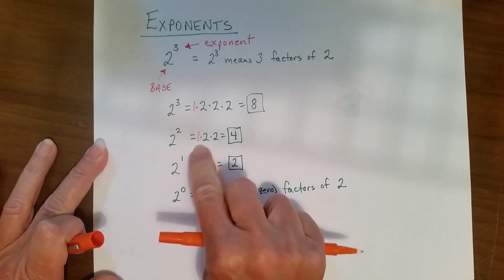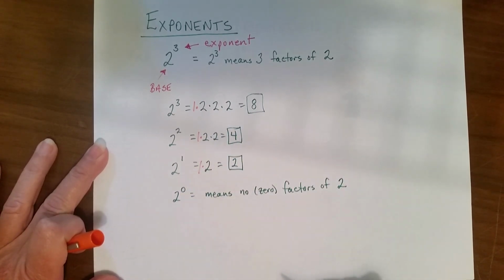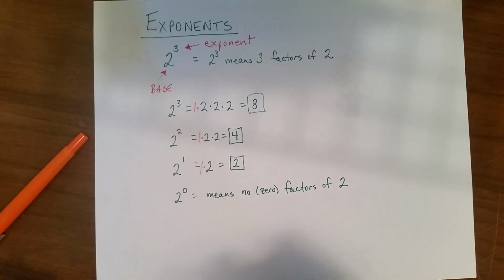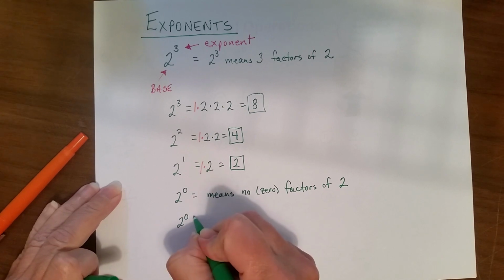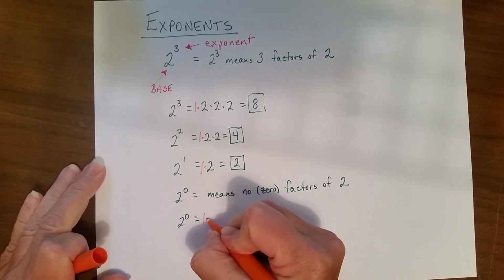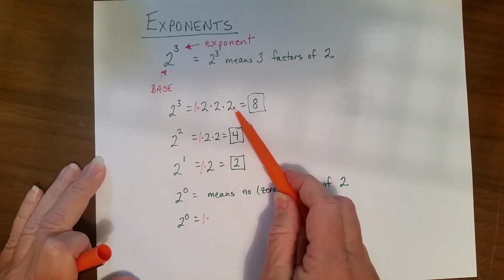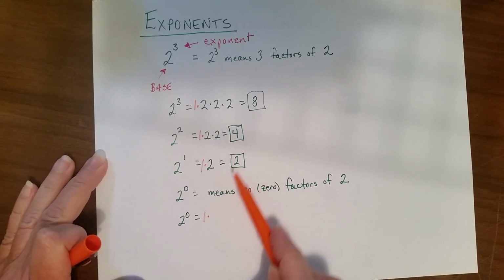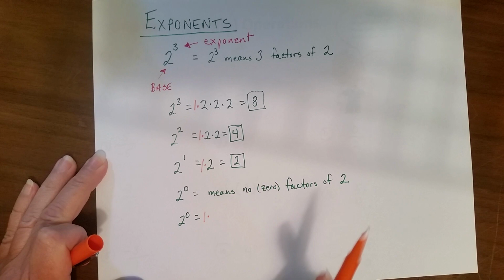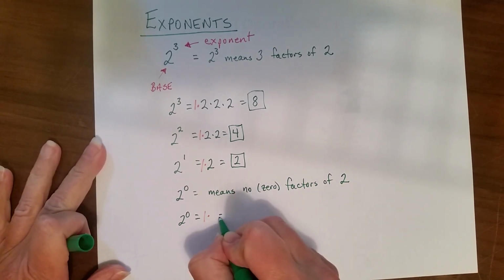1 times 2 times 2 would give me 4. 1 times 2 would give me 2. So this is 2 to the 0, which is actually 1 times 0 factors of 2. Here I put in 3 factors of 2, here I had 2 factors of 2, 1 factor of 2. Here I have 2 to the 0, no factors of 2, so this actually just ends up being 1.